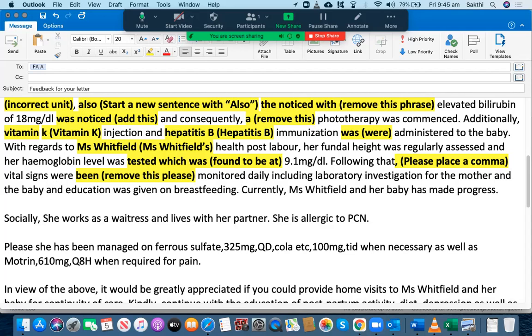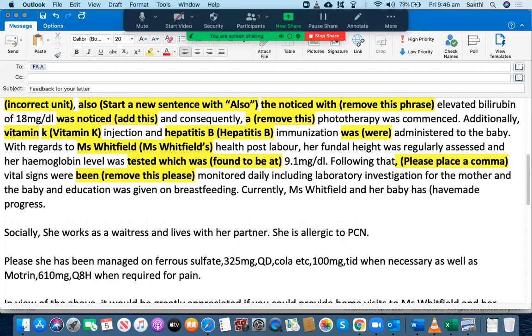Okay. Currently, Miss Whitefield and her baby has made progress. No, have made. Progress doesn't mean whether it is a good progress or a bad progress. Okay, so you need to say clearly have made good progress. So you should add this, please.